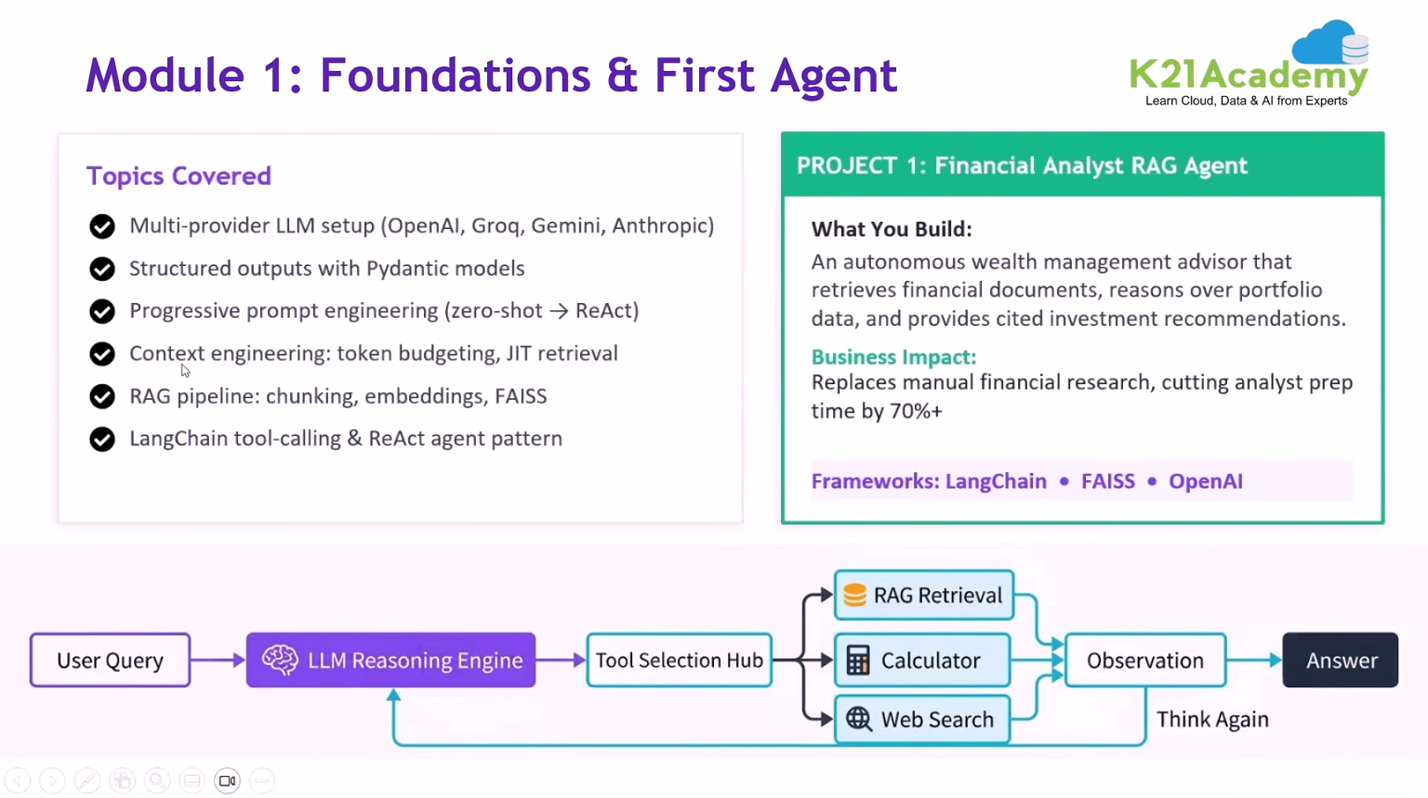So we'll also talk about concepts like context engineering, token budgeting, just-in-time retrieval, RAG pipeline, and we'll be largely using LangChain for the orchestration, FAISS, that is Facebook AI Similarity Search, as the vector database. And most of the models being used will be coming from OpenAI models.